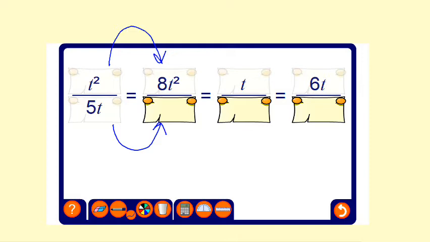Okay, so here we go. On the top, I can see that we've gone from t squared to 8t squared. So the t squared stayed the same, so we times top and bottom by 8. So on the bottom, 5 times 8 gives us 40. And then we've still got the t, we're still multiplying by 2.